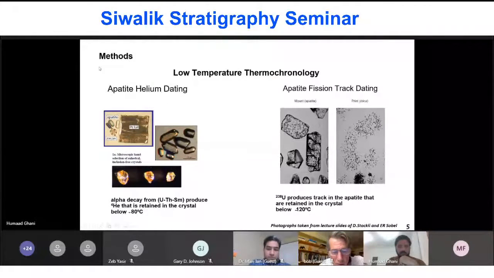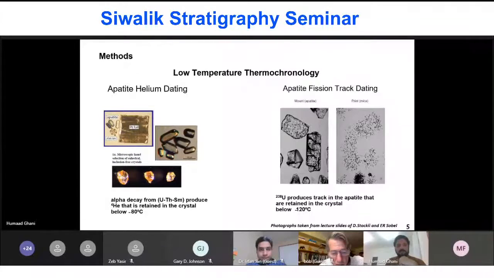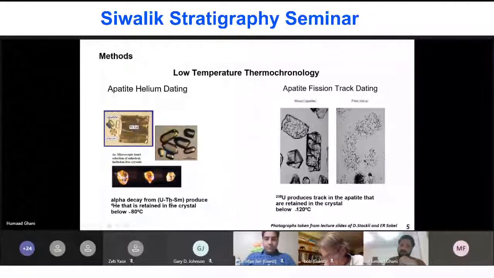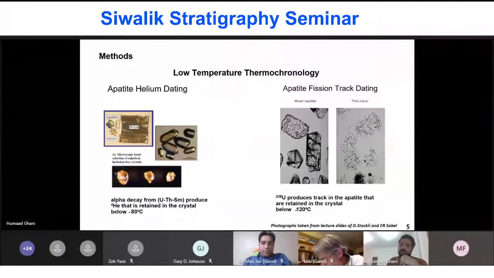So to tell you about these two methods, the apatite helium method is done on apatite. Alpha decay of uranium, thorium, and samarium produces radiogenic helium that is trapped inside this crystal. Later, through quantification of the parent, which is uranium, thorium, samarium, and the helium, which is the daughter product, we can get the age of these minerals and eventually the age of the sample.